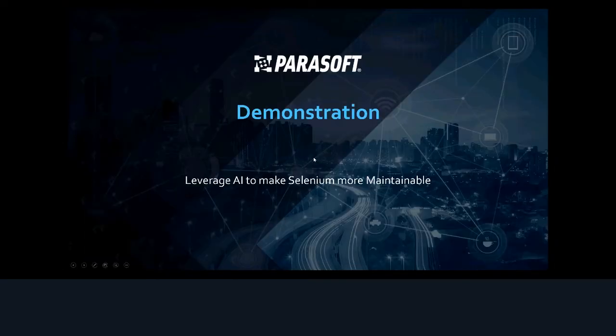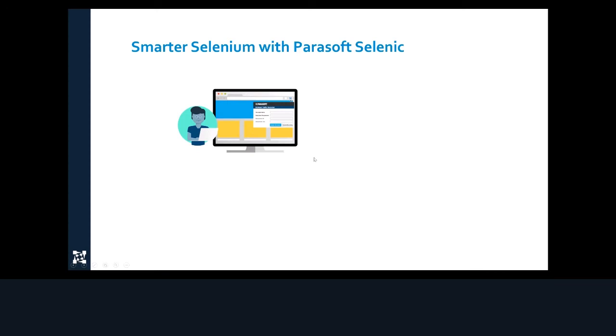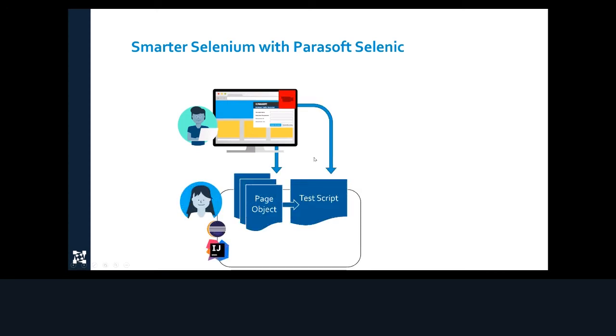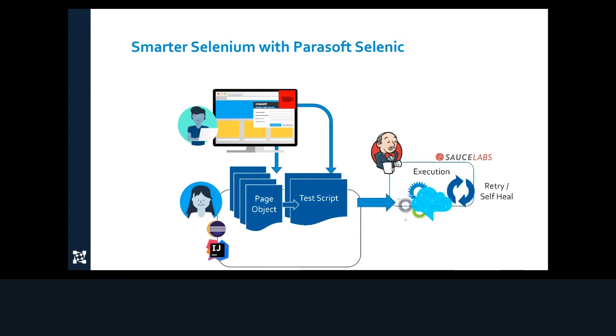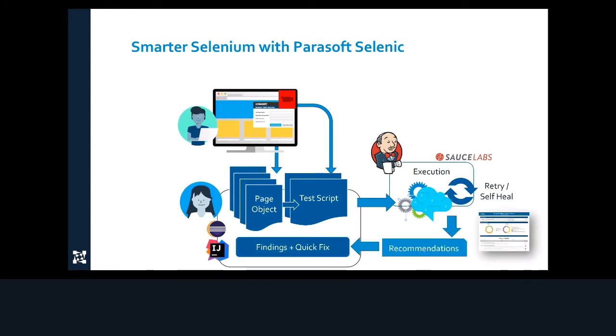So if we jump back here into this demonstration, what we just did was create some Selenium tests. I didn't show you that now; I'm going to show you that a little bit later when we get into the API tests. We do have a recorder that allows us to create pure Selenium tests, and at the same time, create some API tests. Then we execute those tests. We can execute those in Sauce Labs so that we can get all the benefits of executing across a variety of browsers. But if we have a test that's broken, Selenic can retry and self-heal those Selenium tests at runtime, and then deliver those recommendations back to us in our IDE.